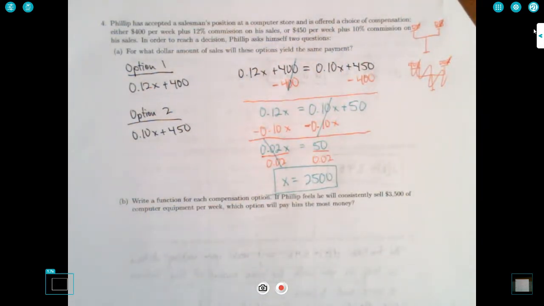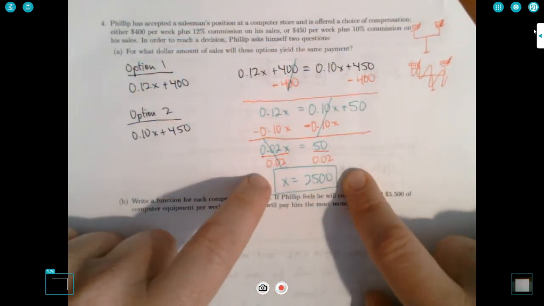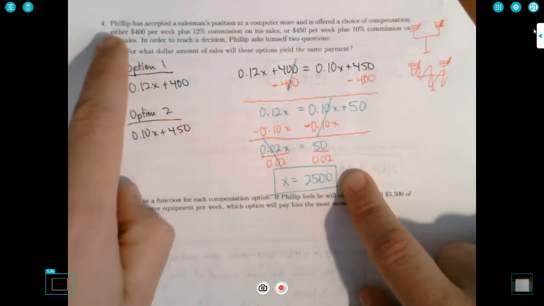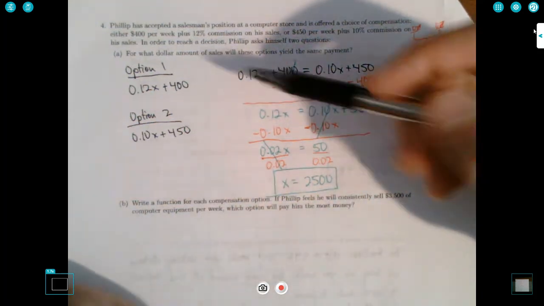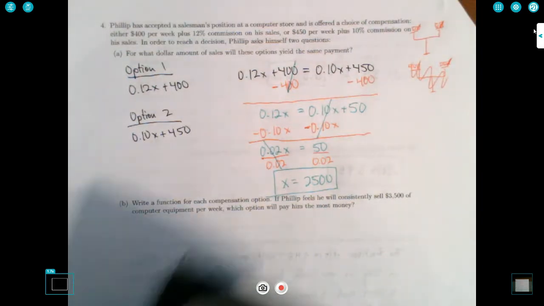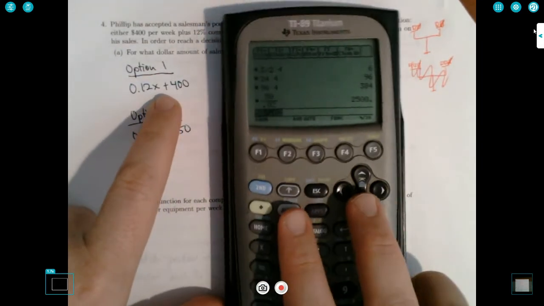Okay. And so that's the answer to the question, right? For what dollar amount will the sales of these options yield the same payment? $2,500, right? So if Philip sells $2,500 worth of merchandise, then he'll make the same amount in option 1 as he does in option 2. You can verify this, by the way. So we're saying 2,500. Let's make sure that they're the same.